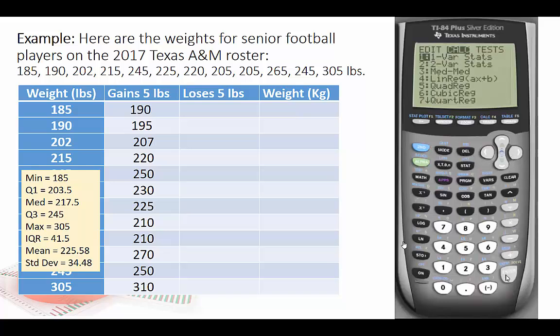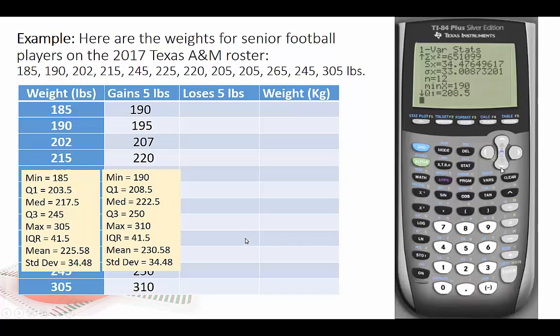And so you can see that there are the new summary statistics for the weight with 5 pounds. Now make sure when you do the one var stats that you use list 2 for this so that you have the data here. So what changed from the first set of summary statistics to the second set? You're going to find out the min, Q1, median, Q3, and the max all changed, and it looks like they all went up by 5. The mean also went up by 5, but the IQR and the standard deviation stayed the same.